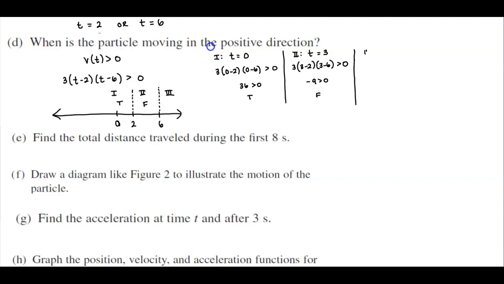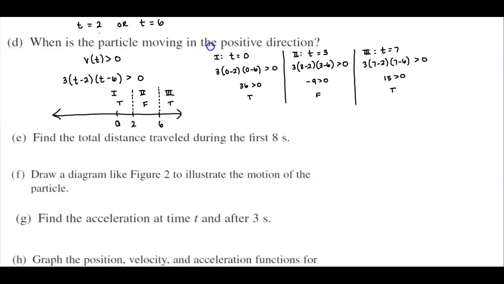And then if we take a look at region number 3, let's pick a value for when t is equal to 7. So if we have 3 times 7 minus 2 times 7 minus 6, is that greater than 0? Well, 3 times 5 is 15, times 1 is 15, and we know that's greater than 0, so therefore it's true there. So we know it's true in those intervals.